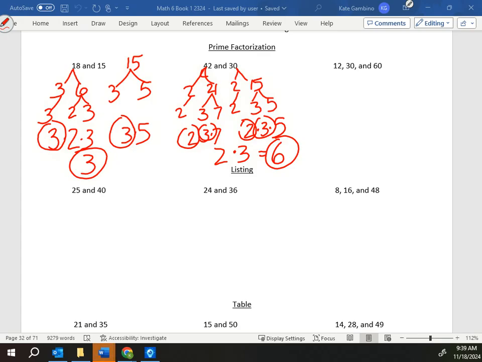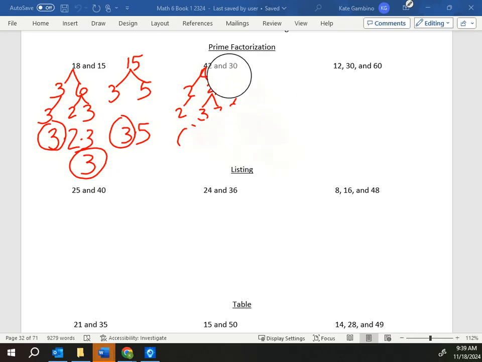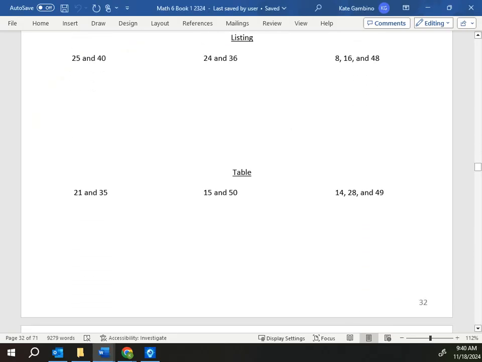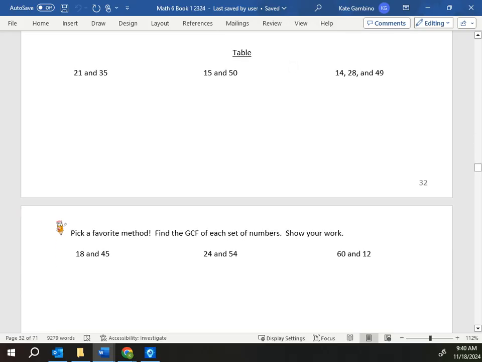You could also do the listing method. Remember, when we list, you have to be careful that you don't miss any factors. So you have to make sure that you're listing all the factors of the number. And let me remind us how to do our table.